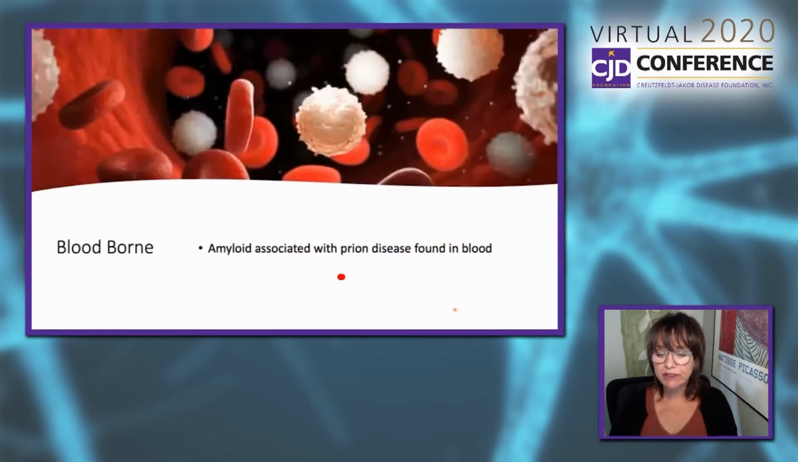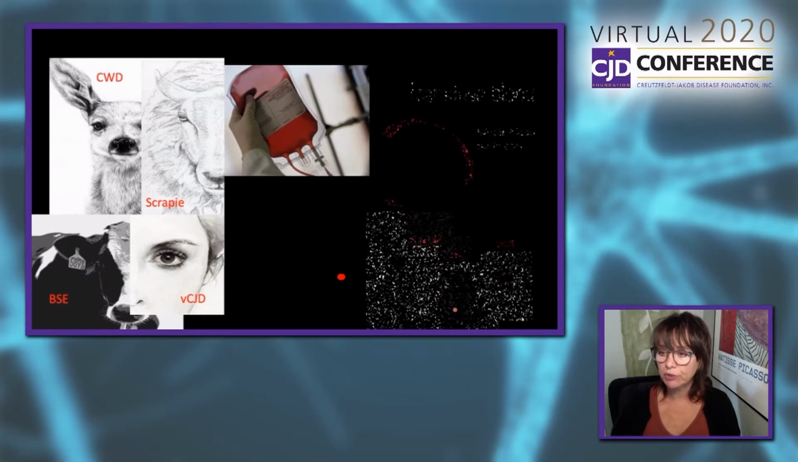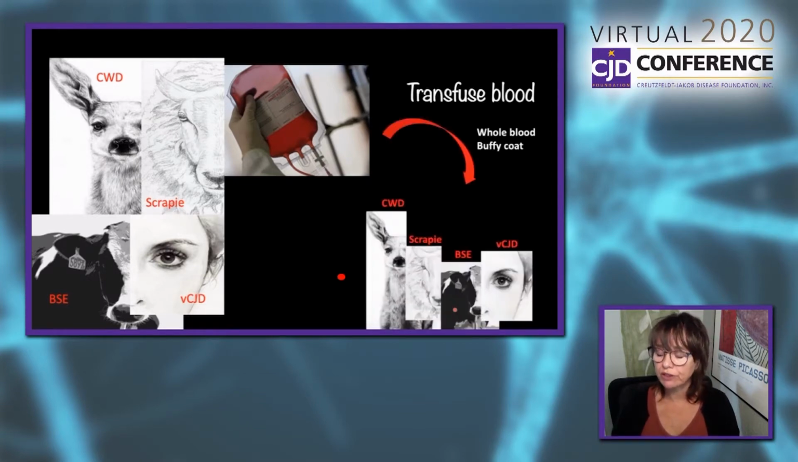We know that amyloid associated with prion diseases is found in the blood, and we know this because cervids infected with chronic wasting disease, sheep infected with scrapie, cattle infected with BSE, and humans that have the variant form of Creutzfeldt-Jakob disease, not the sporadic form, but the variant form of CJD, all carry infectivity within their blood that, upon transfusion, initiates and develops the disease in the next susceptible host, and this can occur with whole blood and buffy coat.